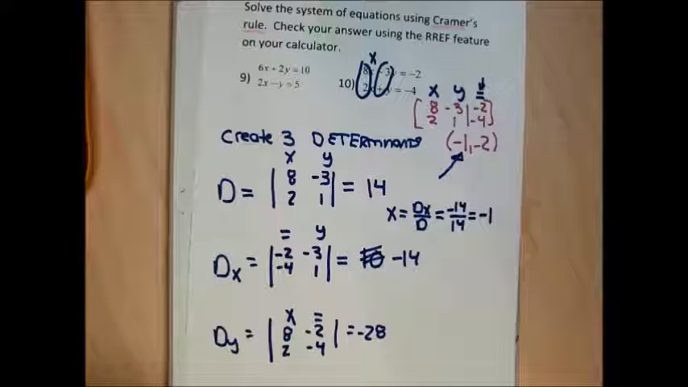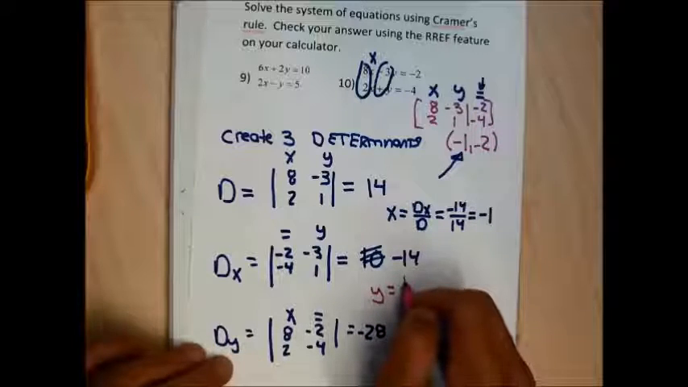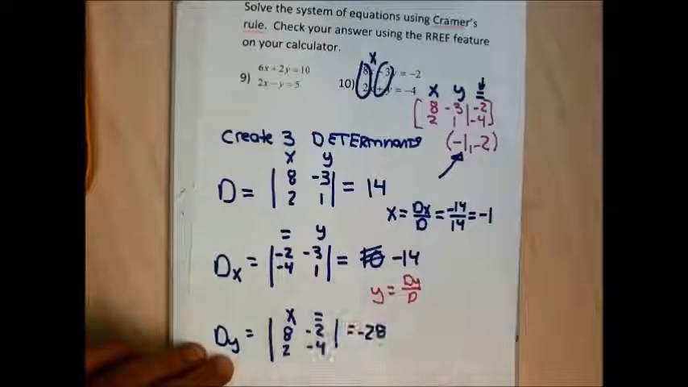Next number I need to get is the y. And y is going to be the D sub y number divided by D. You can kind of see the D's cancel out.